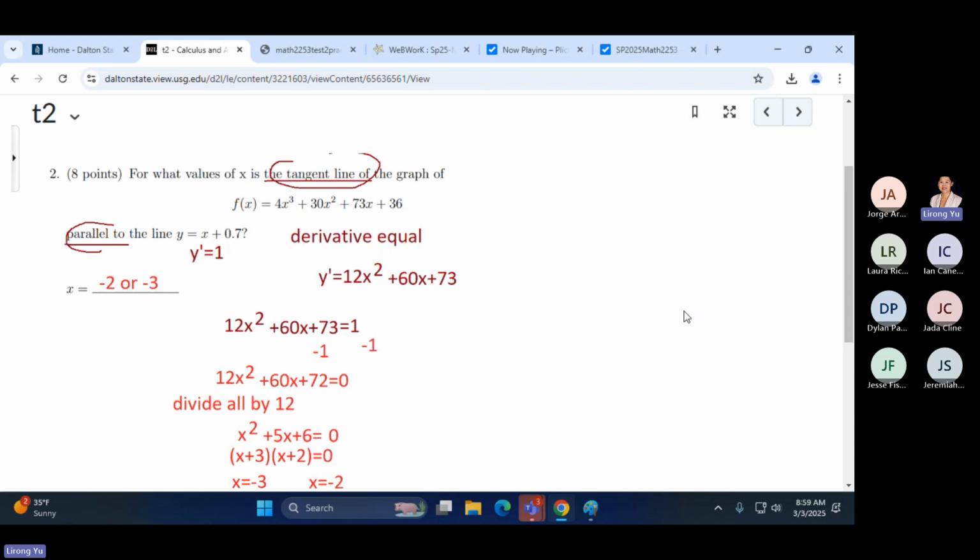So you can see 6 equals 3 times 2, and 3 plus 2 is 5. So we can factor them. Once you factor them, you get x plus 3 and x plus 2, and make every factor equal to 0. X plus 3 equal to 0, then x equal to negative 3. X plus 2 equal to 0, then x equal to negative 2. And this question has two solutions, negative 2 and negative 3.